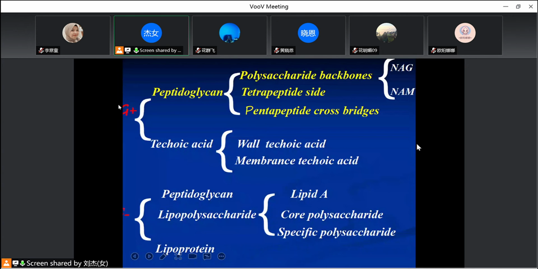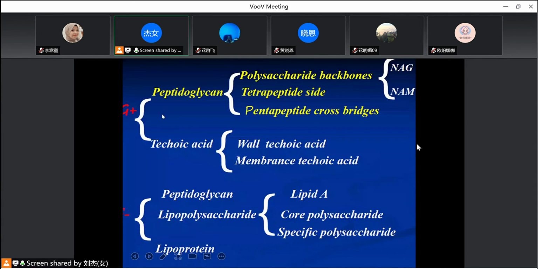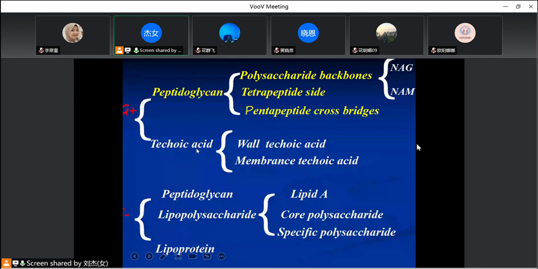So for the gram-positive bacteria, the thickest part is the most important. You see, it's like a bread, very thick. This part is peptidoglycan, and outside the peptidoglycan, it has teichoic acid. First, peptidoglycan contains backbones, just like human beings have a skeleton. So peptidoglycan has a backbone.